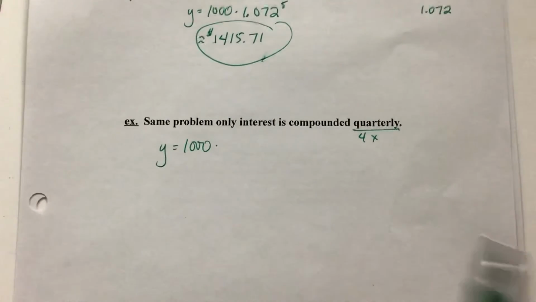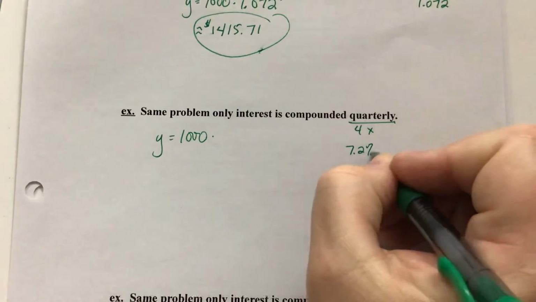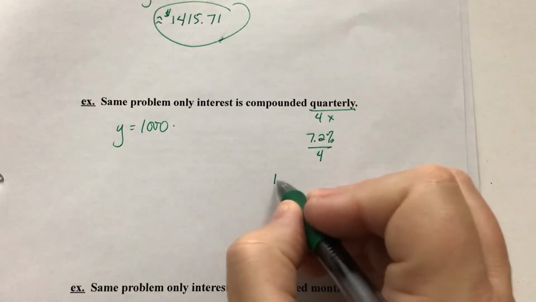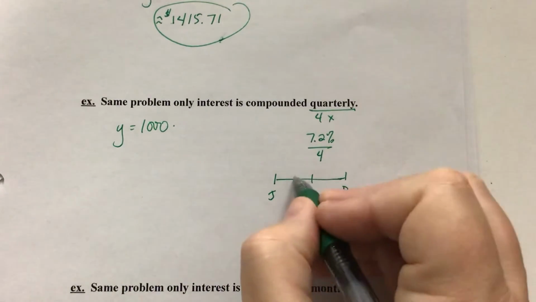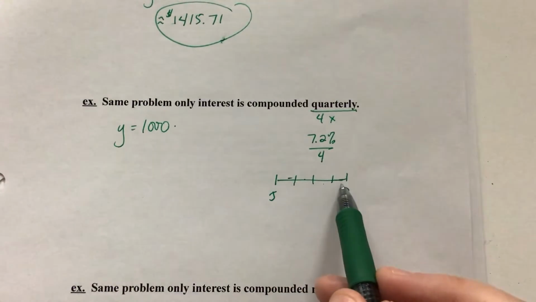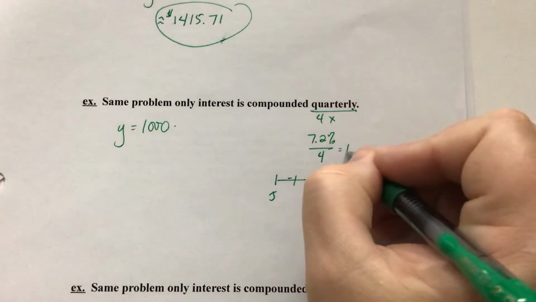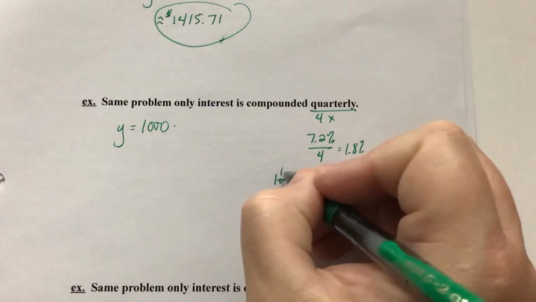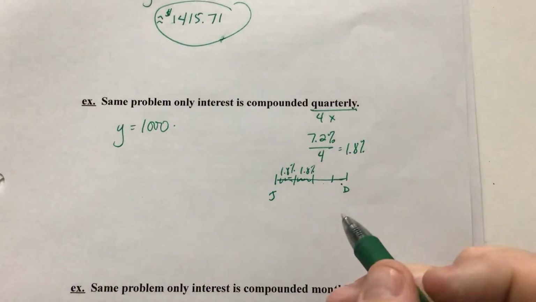The 7.2% is not each quarter, it's over the whole year. So since it's 4 times a year, I have to take the 7.2% and divide it by 4 first. Because if I'm starting in January and going to December, I've got to split this year up into 4 sections: 1, 2, 3, 4. Everybody with me on that? So what's 7.2 divided by 4? 1.8%.